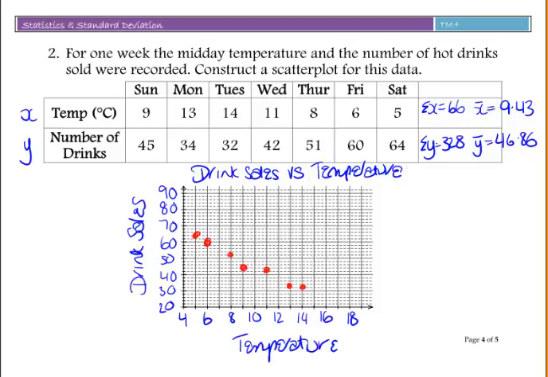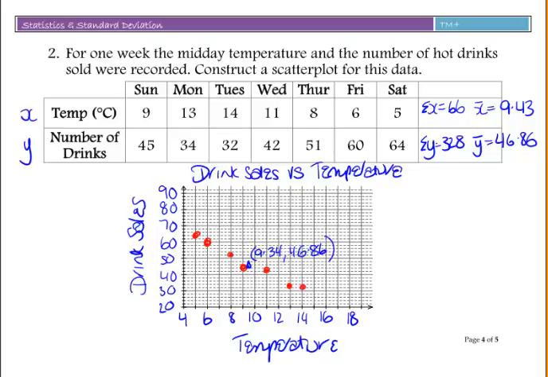So I've gone through and drawn in my scatter plot. Now I need to draw in my mean, so 9.43 and 46.86, which is approximately 47, so about there. Here's my mean, so that's 9.43 and 46.86.